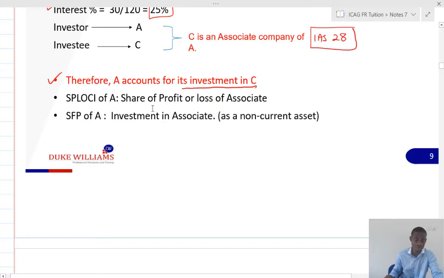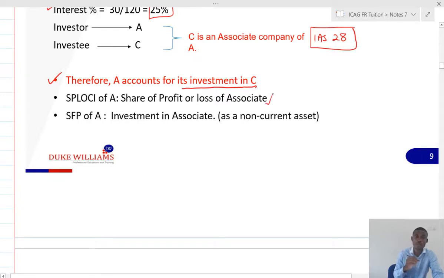So how? Entity A will only take a share of the profit or loss from the investment in C and account for it in its P&L. So in the P&L and OCI of A, entity A will only show one line item called share of profit of associate.